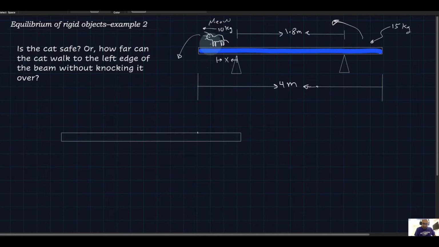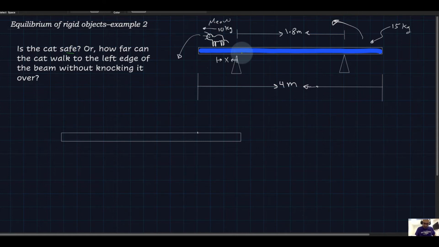Is the cat heavy enough to knock the beam down and destabilize the beam? Then the system is not in equilibrium anymore. Basically, the question is, is the cat safe? Can the cat go all the way to the edge without knocking this over? That's the question. Now that's a tricky problem.